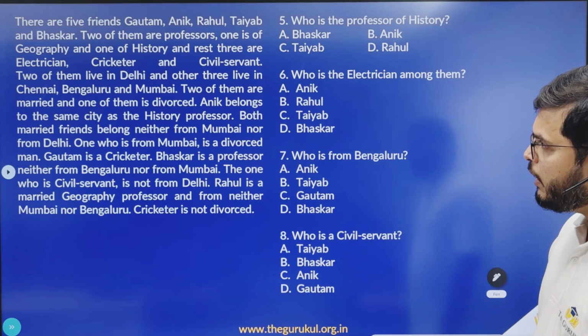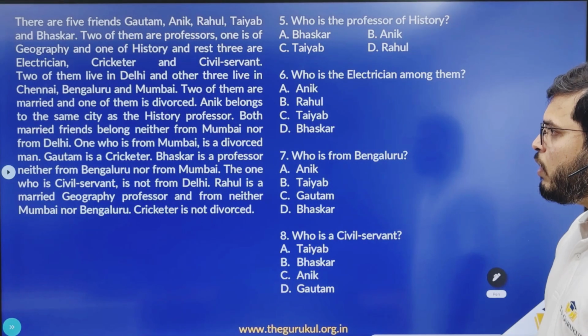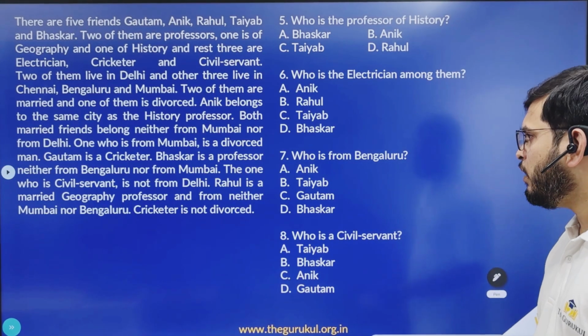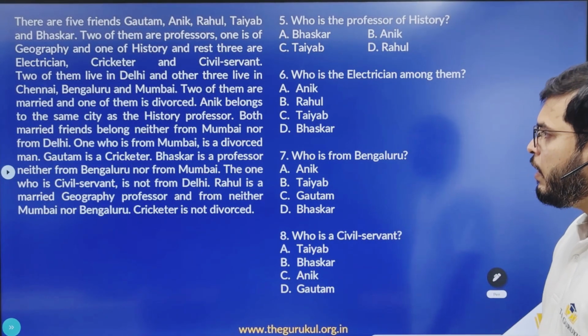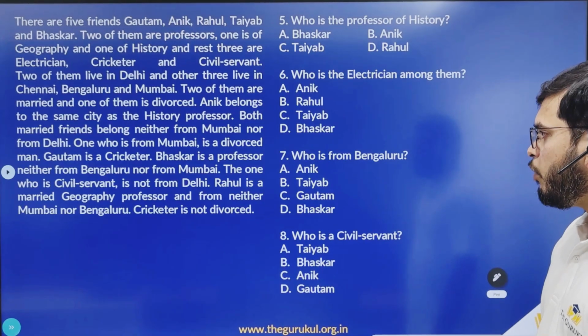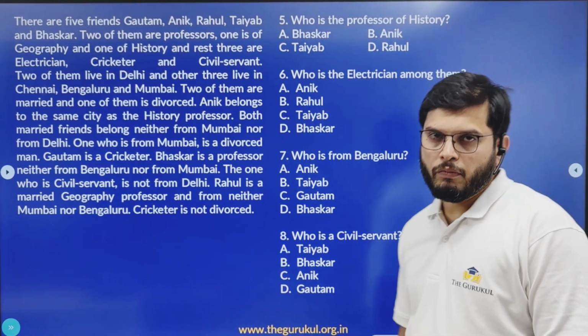Bhaskar is a professor, neither from Bangalore nor from Mumbai. The one who is a civil servant is not from Delhi. Rahul is a married geography professor and from neither Mumbai nor Bangalore. Cricketer is not divorced. Right.